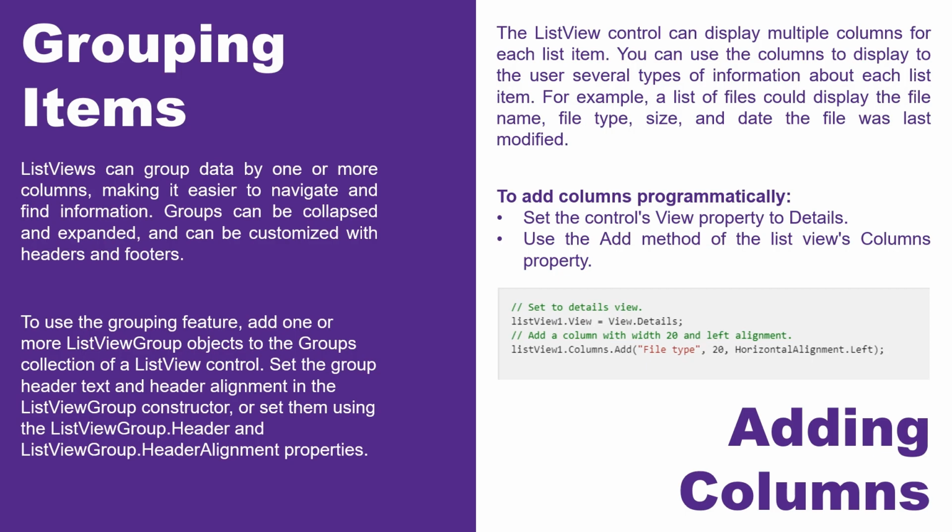Next is adding columns. The list view control can display multiple columns for each list item. You can use the columns to display to the user several types of information about each list item. For example, a list of files could display the file name, file type, size, and date the file was last modified. To add columns programmatically, set the control's View property to Details. Use the Add method of the list view's Columns property. listView1.View = View.Details to set details view. Then add a column with width 20 and left alignment. listView1.Columns.Add("File Type", 20, HorizontalAlignment.Left).